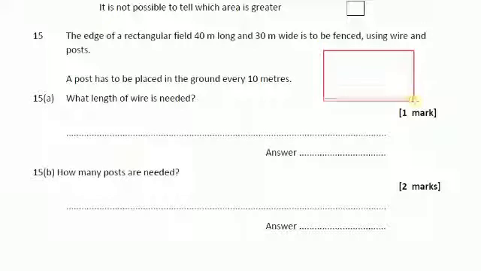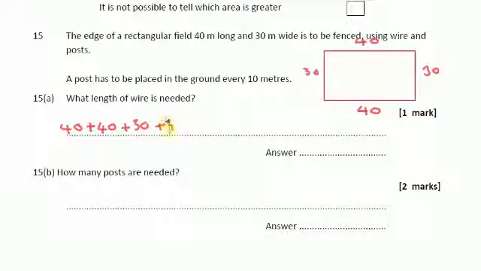And now what do we know? It's 40 meters long and it's 30 meters wide. It's a rectangle, so it's the same on the opposite sides. So that's my total length of wire. I'll start with 40, 40 plus 40 plus 30 plus 30. Add those all together and we get 140 meters.